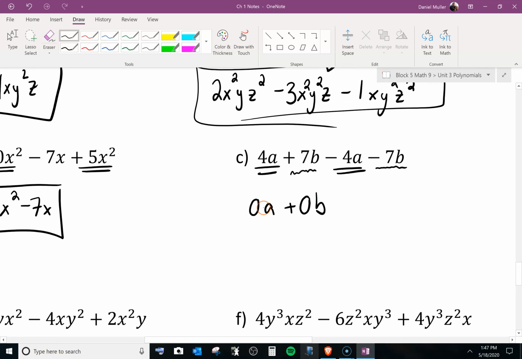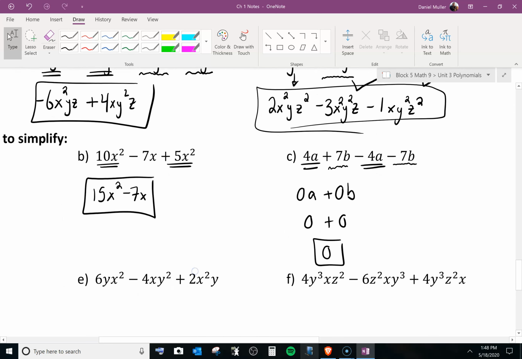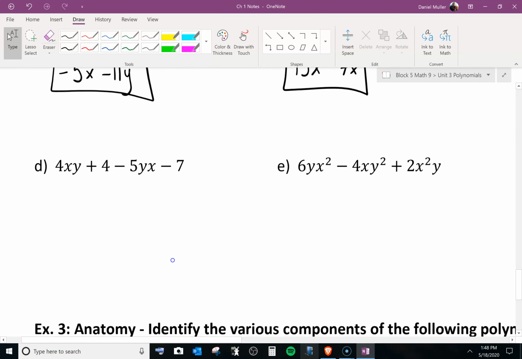b's. So if you have 0 of anything, well, then that's just 0. And 0 b's is also 0. 0 plus 0 is 0. So this simplifies to absolutely nothing. It's completely gone. Okay, well, let's keep trying. Let's look at D.